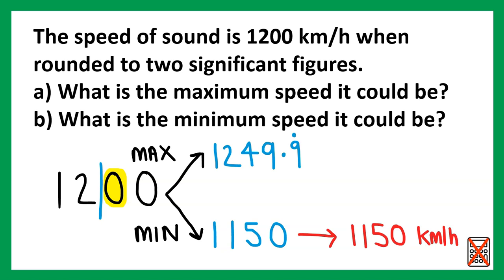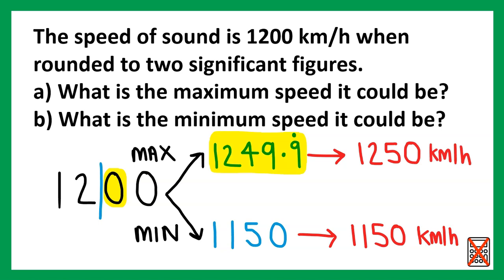There's a crossover here with another GCSE topic of upper and lower bounds, where you are allowed to represent this number as 1250, as they are infinitely close to each other. They are virtually the same number, but just focusing on the context of this question, we can leave our answer as 1249.9 recurring kilometers per hour.